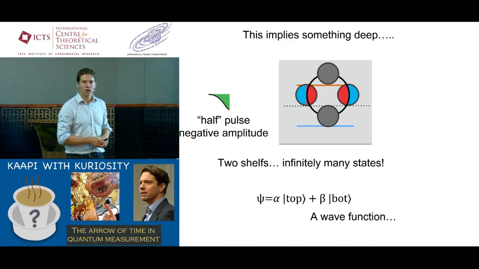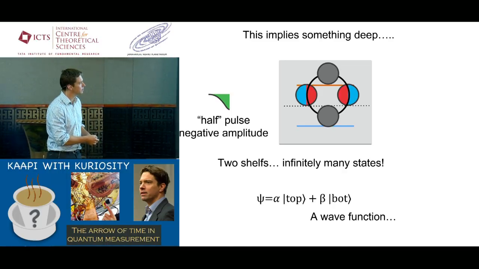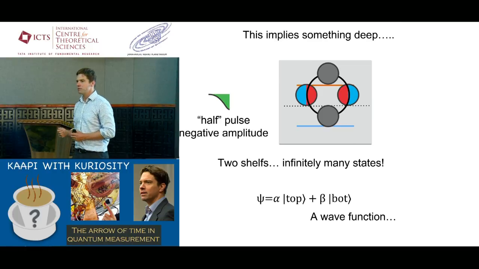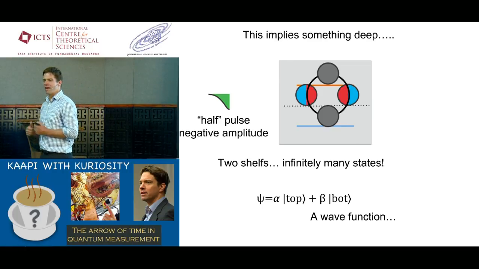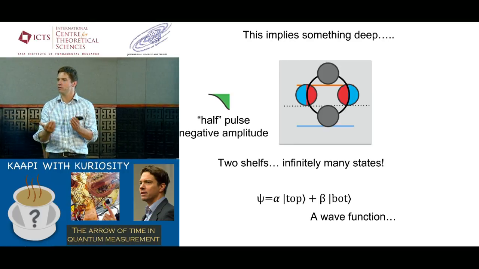In quantum mechanics, we describe this by a wave function, given by this fancy Greek letter psi. And it just says we can have any combination of top and bottom we want, and we can create those with different types of pulses. So that's a quantum superposition. And it's this experiment with two half pulses that allows us to know that that quantum superposition is really there.